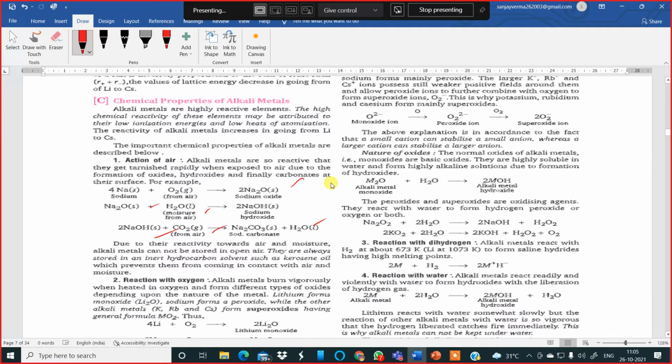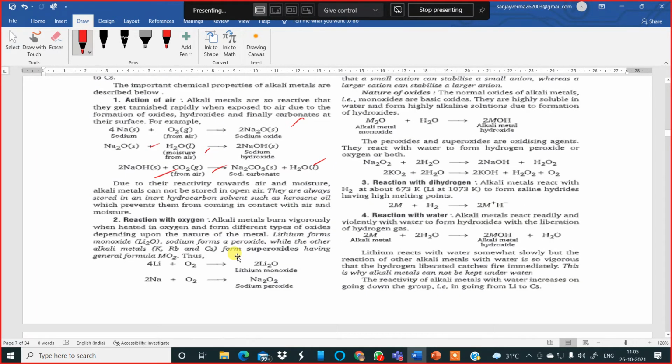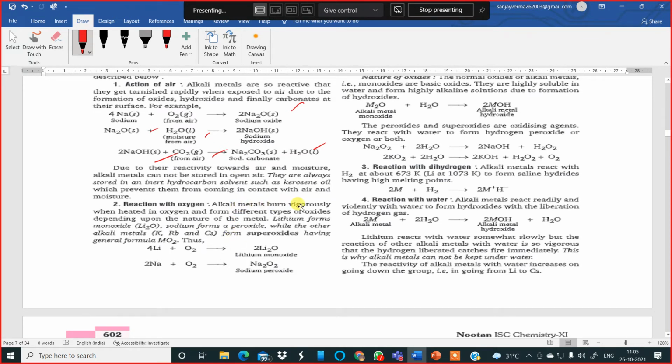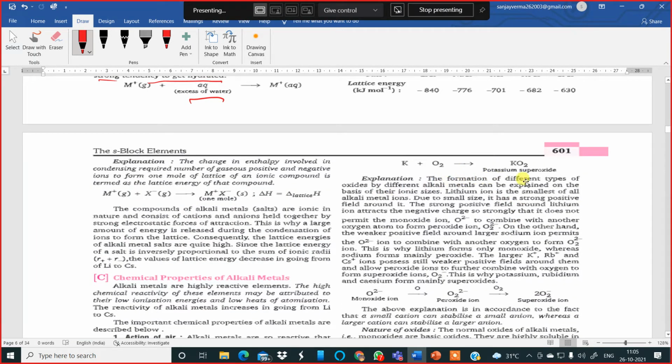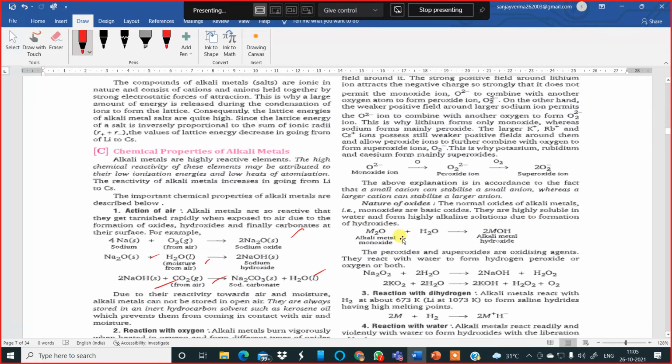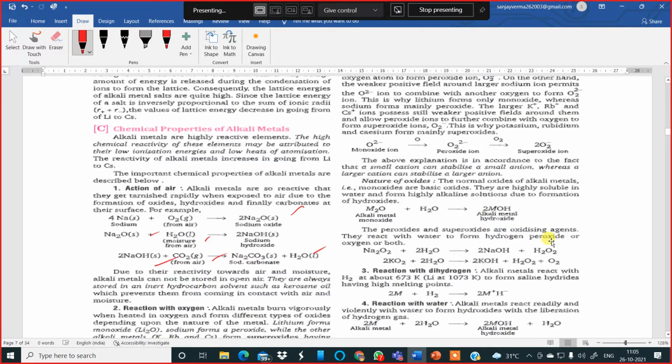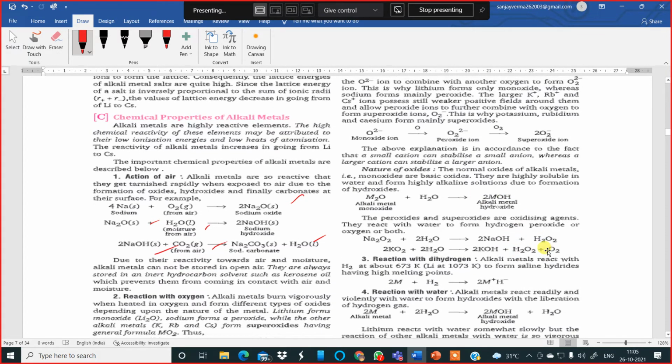Then number two, reaction with oxygen. Alkali metals burn vigorously when heated in oxygen. Here the respective metal oxides are formed which are basic in nature. The explanation is given over here. Read through this carefully. Then the nature of oxides. What is the nature of the oxides of the alkali metals? They are alkaline, basic. So try to remember these equations.